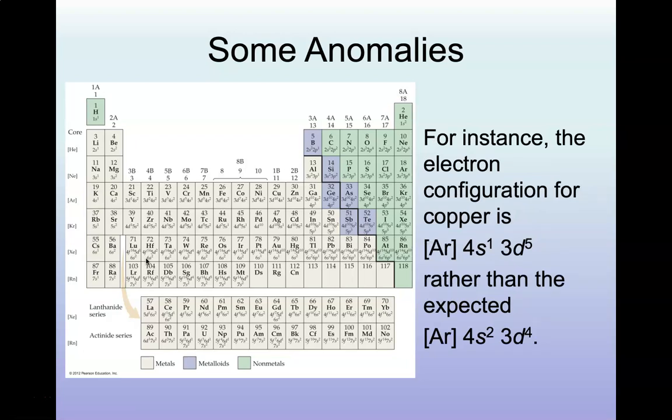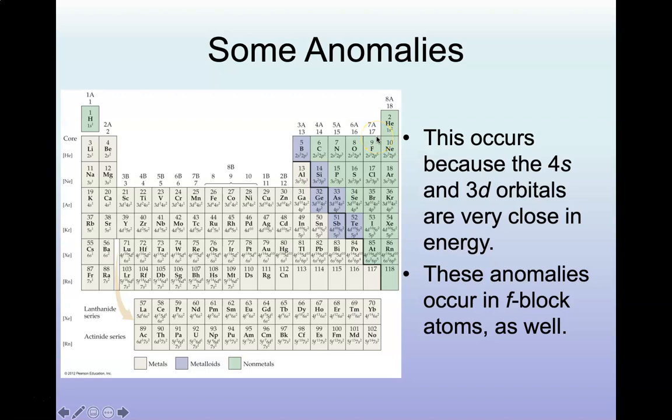But the first anomaly we want to talk about is the electron configuration for copper. For copper, it's 4s1, 3d5, instead of being 4s2, 3d4. This is because half filling all 6 of those orbitals makes more sense and is less energetically expensive than filling the s orbital and only half filling 4 of the d orbitals. So if you want to write this out on your own, you'll see that 1 electron goes in each of the d orbitals, and 1 goes in the s orbital.